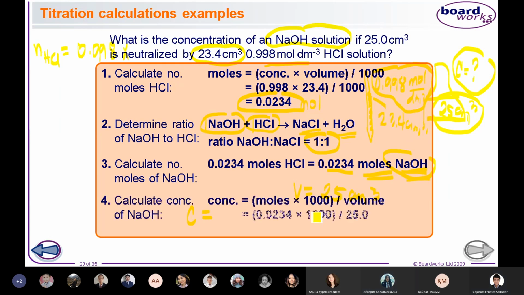Let's check. Very good. So the answer now is 0.0936. So this is now the concentration of the base. Remember, you have your conical flask, right? You have your 25 cm cube. We don't know the concentration of it. So by doing this process, you end up with the concentration of the base, which is 0.0936. All right, so that's also how it goes. Let's say we reverse. We place the acid in the conical flask and then the base is in the burette. The same procedure in calculating it.